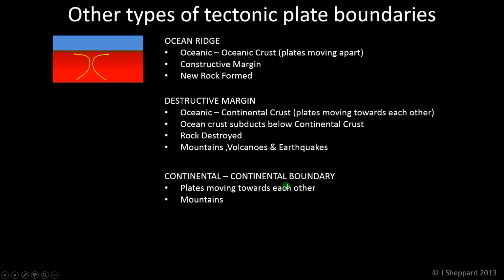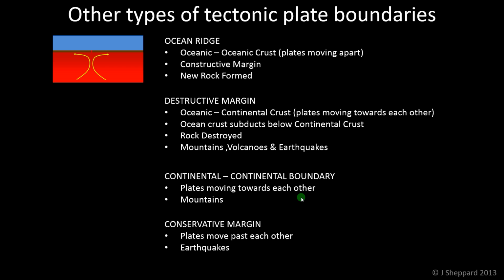Continental plate boundary, where two thick continental plates are moving towards each other and creating mountains. And then finally what we call a conservative margin, where the plates aren't destroyed, there's no creation or destruction of new rock, but the plates move past each other. Okay, and this can cause earthquakes. So we're going to deal with these one at a time.